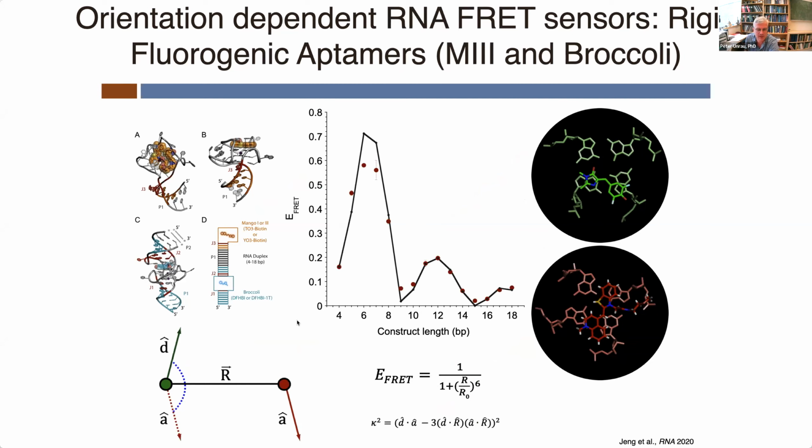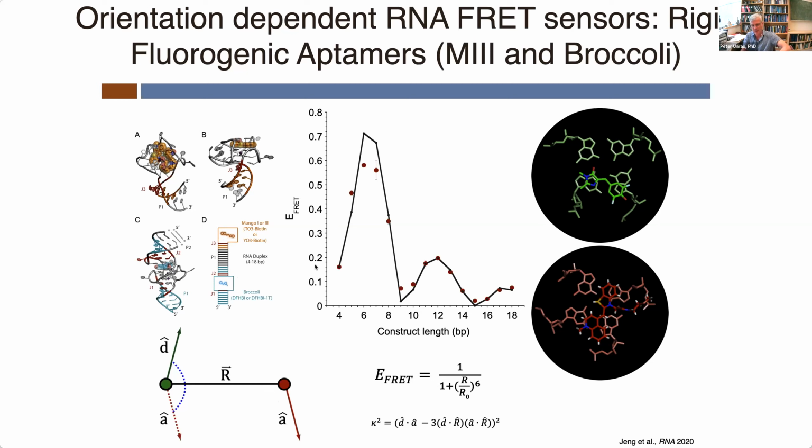FRET. Normally you think of FRET as just a distance-dependent phenomenon, that the FRET efficiency scales as 1 over r to the 6th, with some characteristic distance that is characterized by the FRET pair that you're using and the solvent that you're in. But it depends on kappa squared, which is dependent on the relative orientation of the acceptor and donor dipoles. So in this data, what we're doing is we're putting the Broccoli aptamer, which is rigid, and we're coupling it via FRET to the Mango 3 aptamer at the end of a helix.